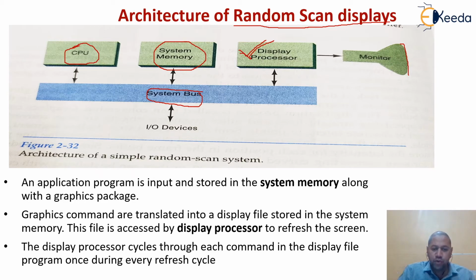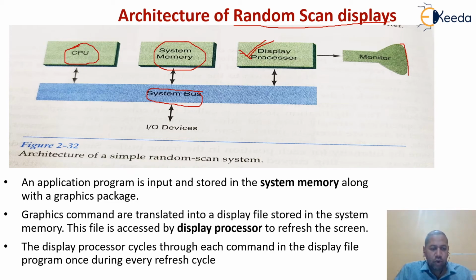An application program is the input. Whatever input I am getting to draw on the screen, I will get it from the application program or from the graphics package as an input, and it is stored in the system memory. Whatever picture definition or application I am getting is stored directly into the system memory. I am not going to use a frame buffer. I am not going to use a separate display processor memory. It is directly stored into the system memory along with the graphics package.